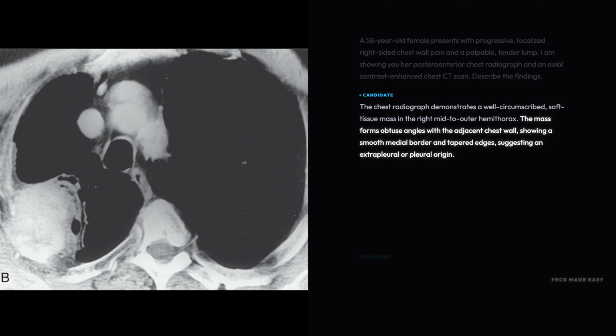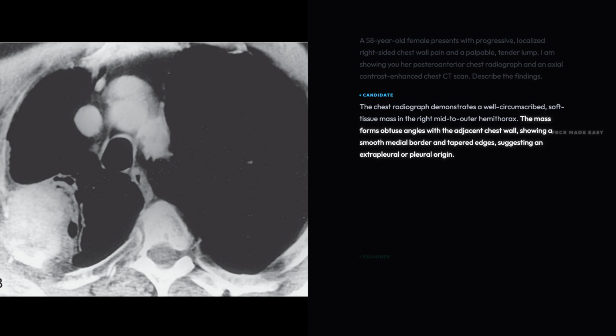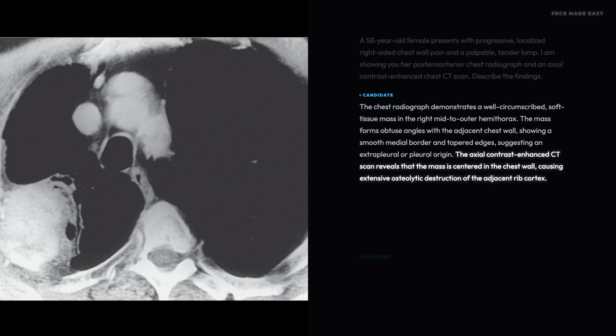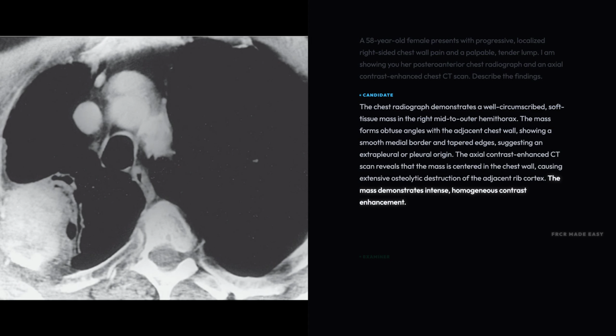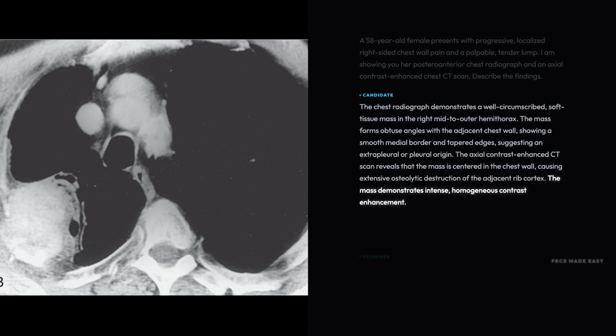The mass forms obtuse angles with the adjacent chest wall, showing a smooth medial border and tapered edges, suggesting an extrapleural or pleural origin. The axial contrast enhanced computed tomography scan reveals that the mass is centered in the chest wall, causing extensive osteolytic destruction of the adjacent rib cortex.